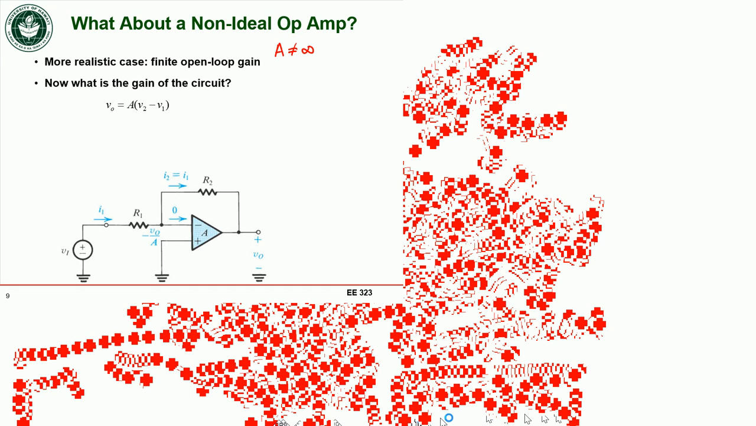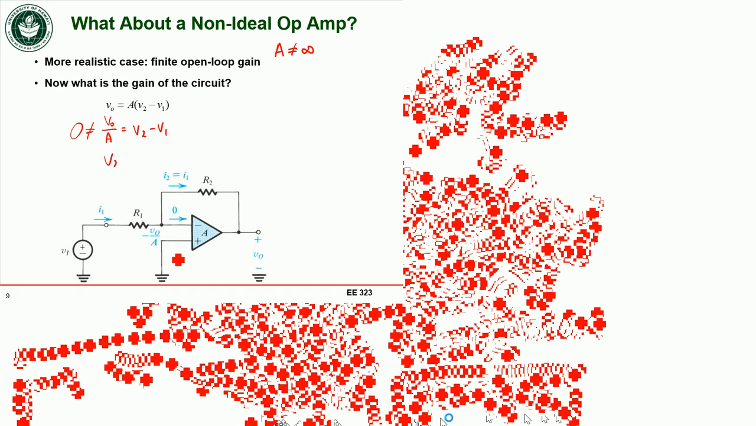Okay, so now we can figure out what the gain of the op-amp will be. The analysis is just a little bit more complicated. We can start off with the same first step that we had when we were assuming that the gain was infinite. The output voltage is equal to that open loop gain multiplied by the difference in voltage between the two terminals. And then I'm still going to move that open loop gain term to the left hand side of the equation. But now since A is finite, this is not equal to zero.